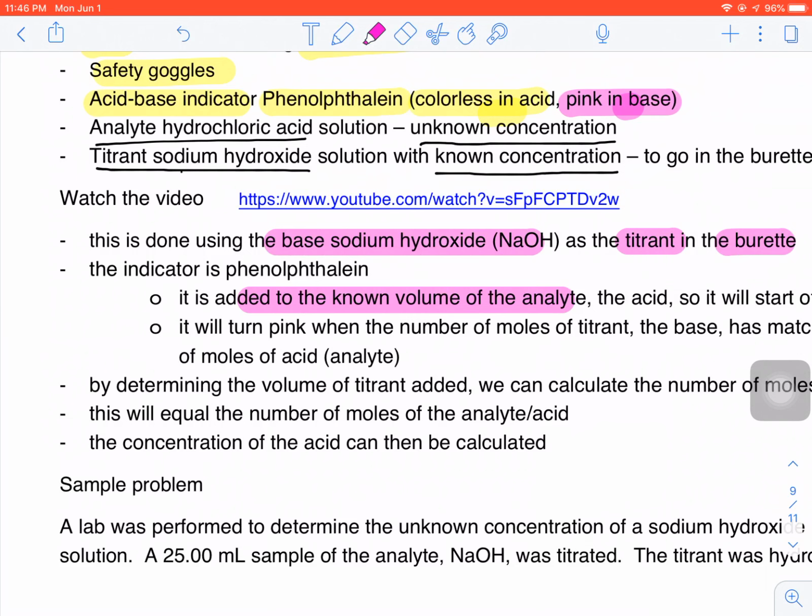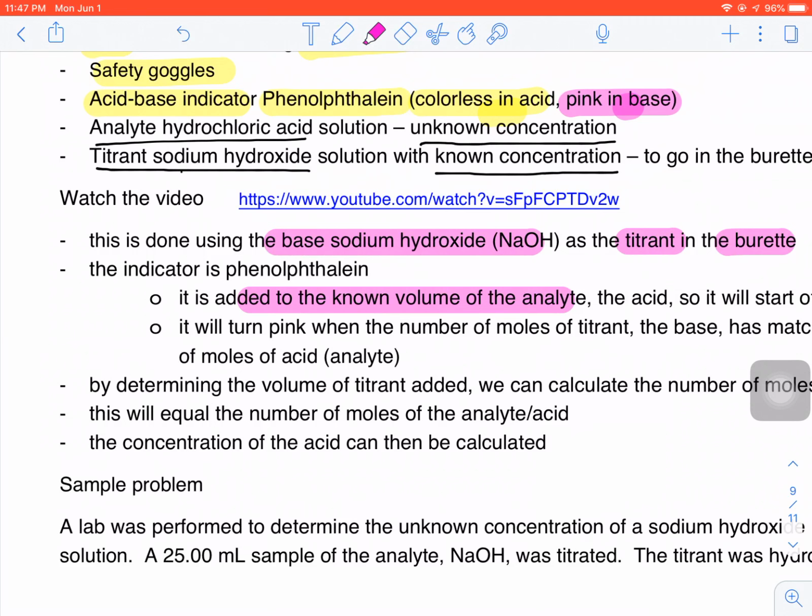We can start at any volume, so long as I know the starting and the final volume. If it starts at 1.5 and ends at 3.5, I know I've added 2.0 milliliters. So as long as I know my starting and final volumes, which is how the burette works, and you're going to see in this lab, when you do the sample lab, that they're going to have a starting volume and a final volume, and to find the volume in the actual procedure, you have to subtract final minus initial.